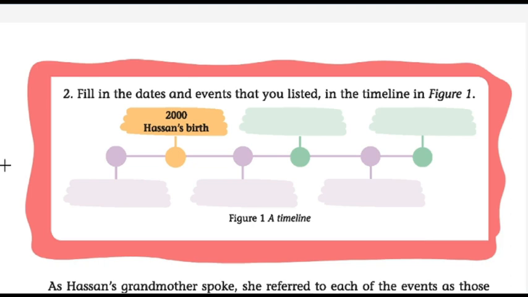The same tabular column is changed into a dates and events timeline. This is a timeline. The main point is Hasan's birthday. Before it, you have to write that the parents moved to India. The next events you should write here. Is it clear, students?